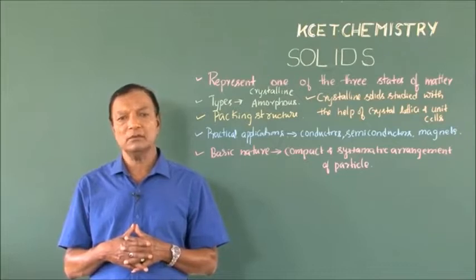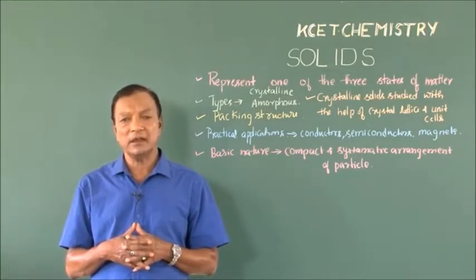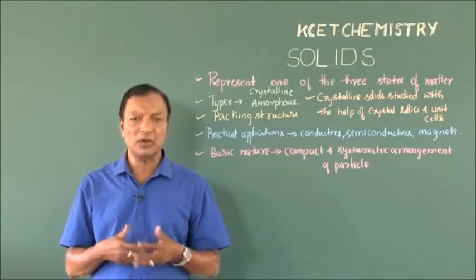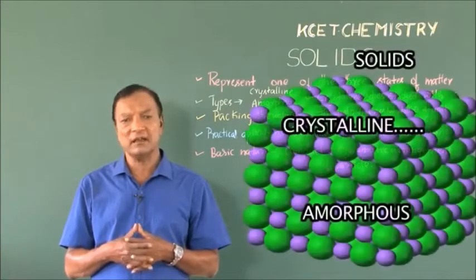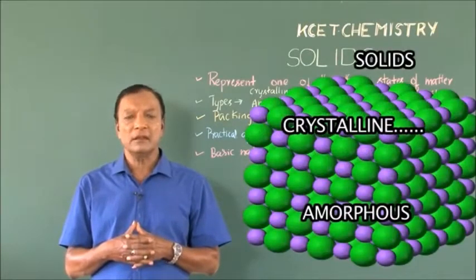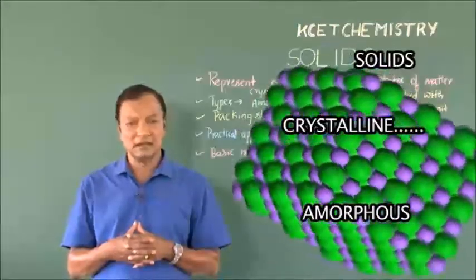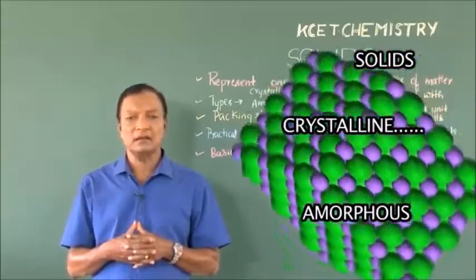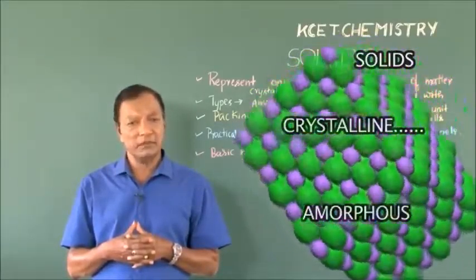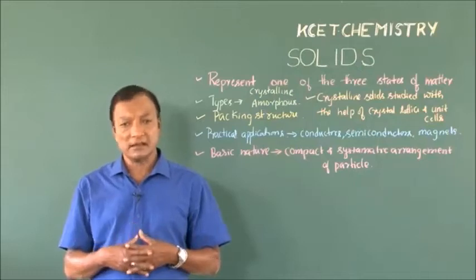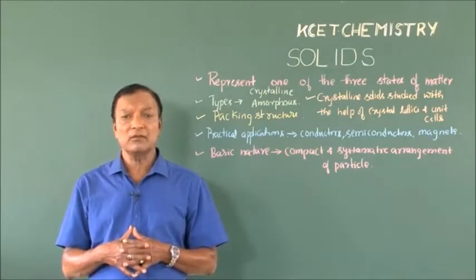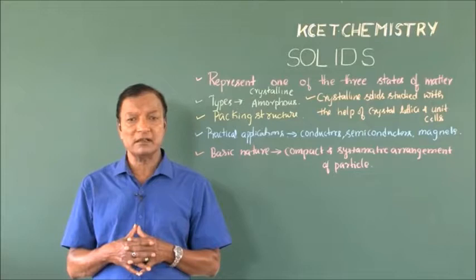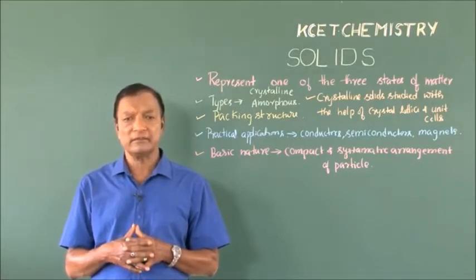As we know, the solids are mainly categorized in two types, crystalline and amorphous. The major part of this chapter deals with the crystalline solids, which have the compact and the systematic arrangement of particles. Their study is undertaken with the help of the unit cells and also the crystal lattices.